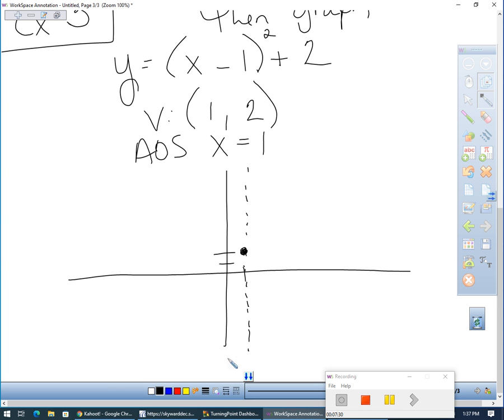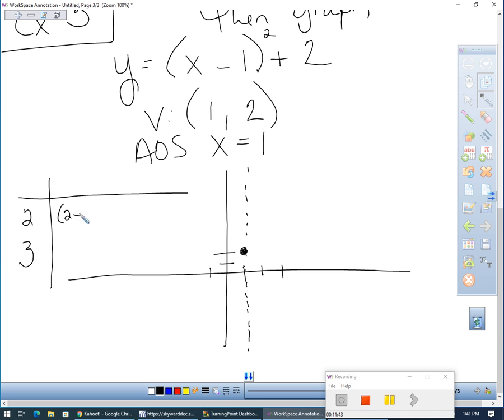Step 3 says to pick 2 points to the right or left. When I say to the right or left, if I go to the right, I'm going to pick 2 and 3. If I go to the left, I'm going to put 0 and negative 1. It's up to you which ones you want to pick. I'm going to put them in a table. So if I pick to the right, 2 and 3, I'm going to plug those into my equation at the top. Okay? So I'm plugging 2 in.